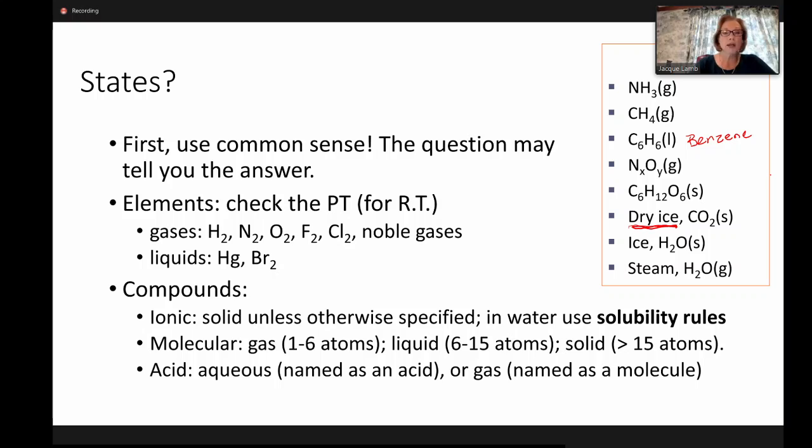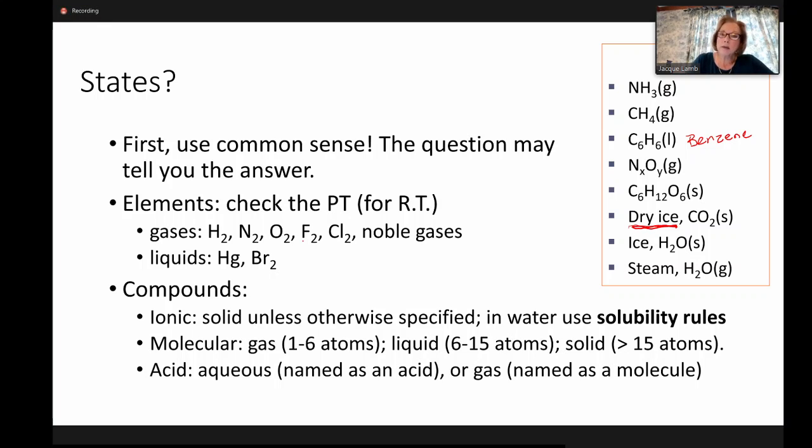Another way you can figure out the state, if it's an element, is to look at the periodic table. There are very few that at room temperature are gases. Hydrogen, nitrogen, oxygen, fluorine and chlorine are gases at room temperature, as well as the noble gases. There are only two elements that are liquids at room temperature, mercury and bromine. So if bromine is a reactant, it's going to be a liquid.